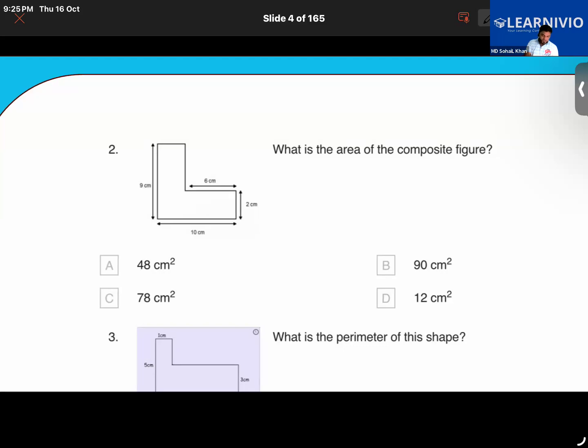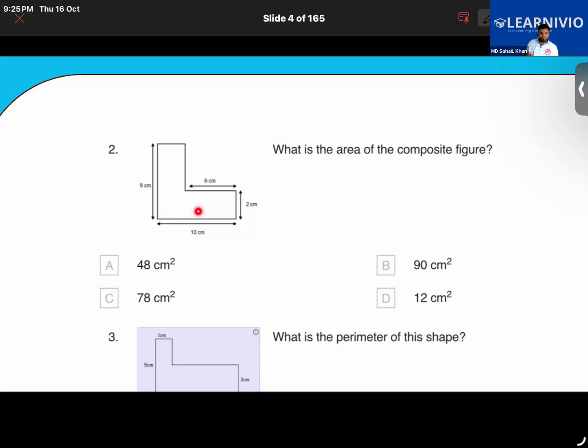So this side is 2 centimeters, 10, 9, 6. And in order to find the area now, we are not going to add all the sides, right? Because that we do in case of perimeter. So how about we split it into two different shapes? Two rectangles, right? Exactly. And then let's see if we can get the answer.